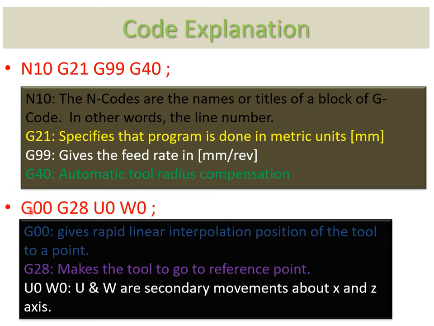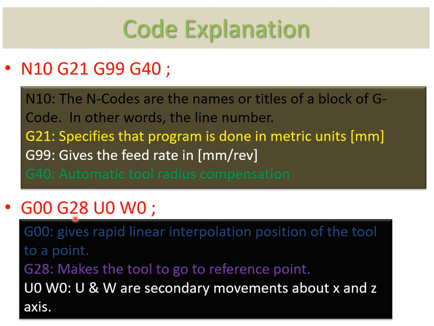Now discussing the G00 code. G00 code is used for rapid positioning of the tool. For example, if the tool is away from the workpiece, by using the G00 code, the tool will rapidly position towards the workpiece. This is the purpose of G00 code.